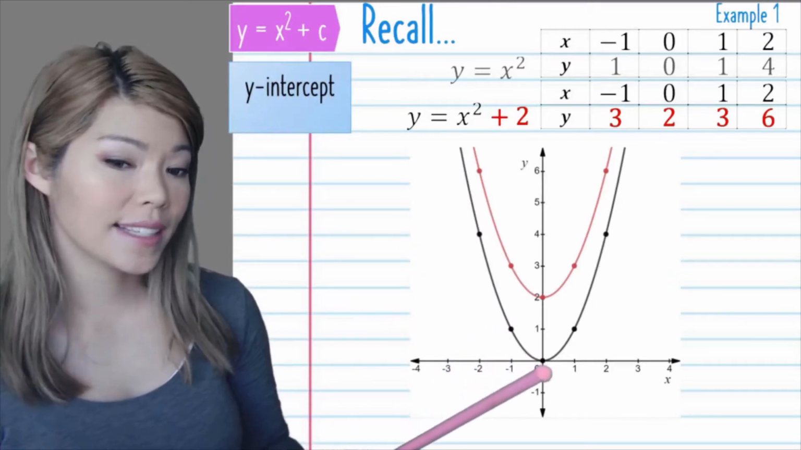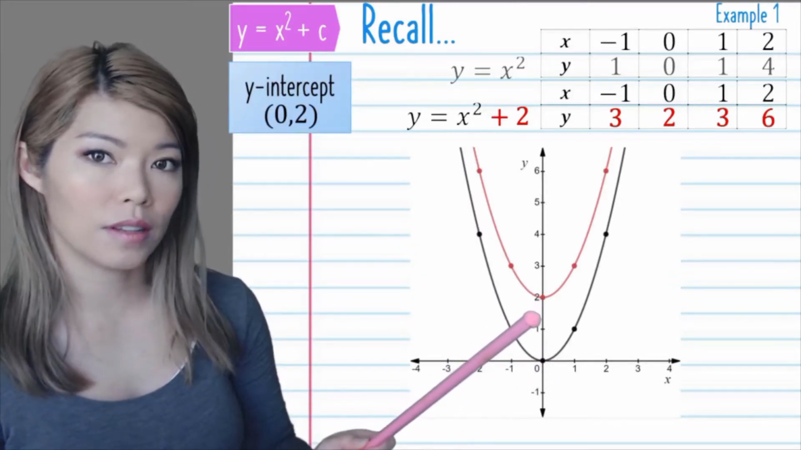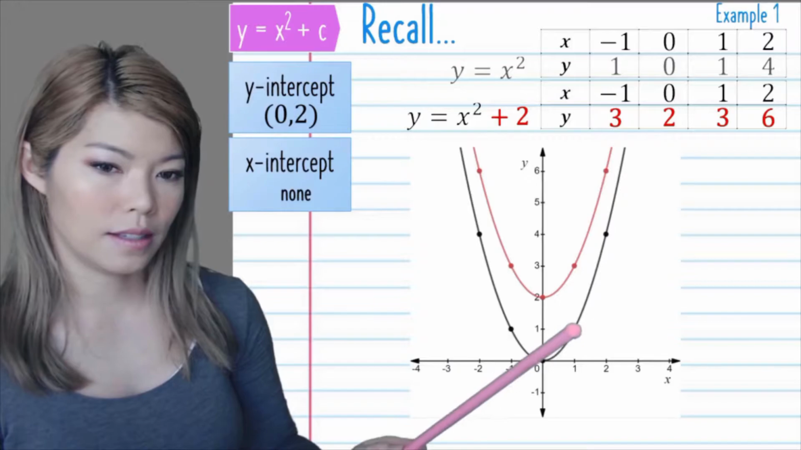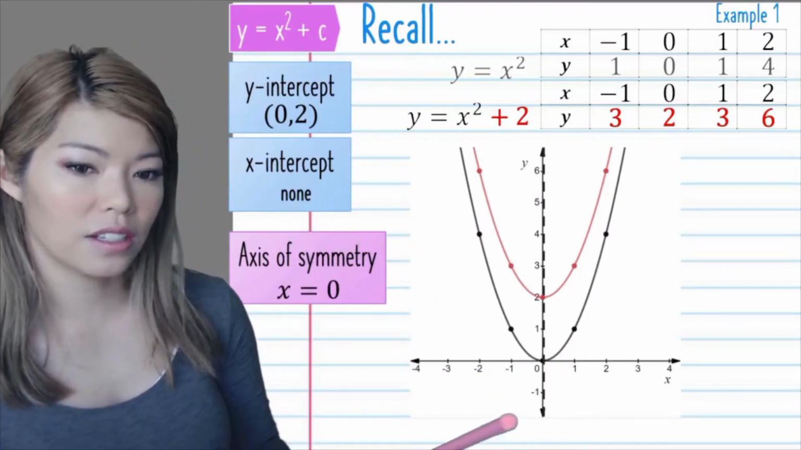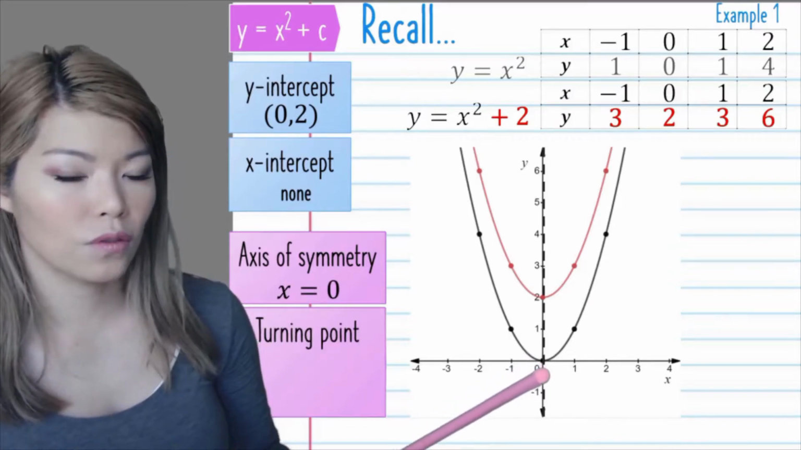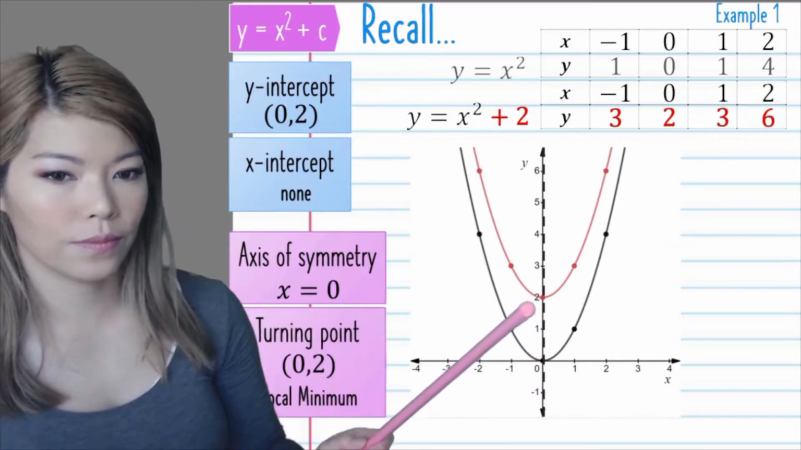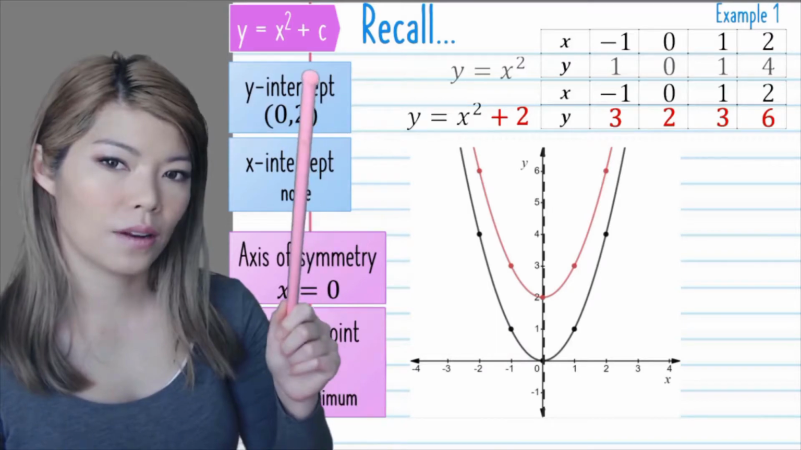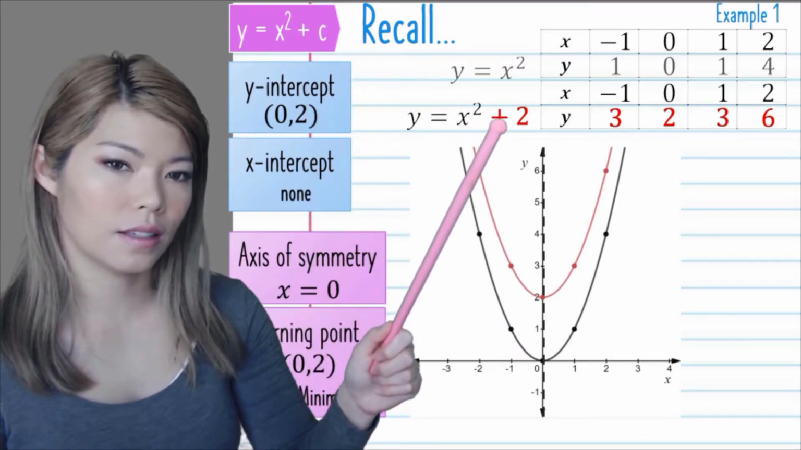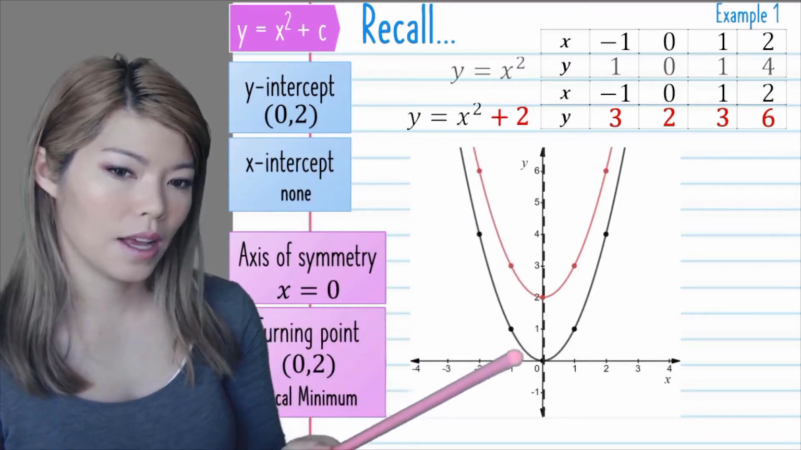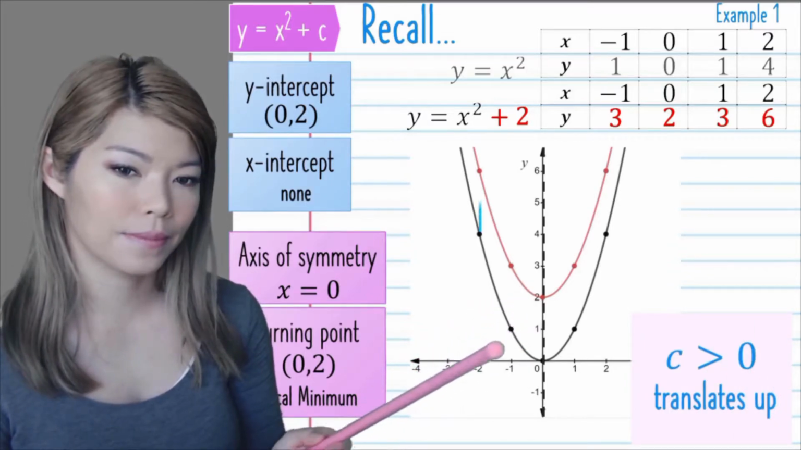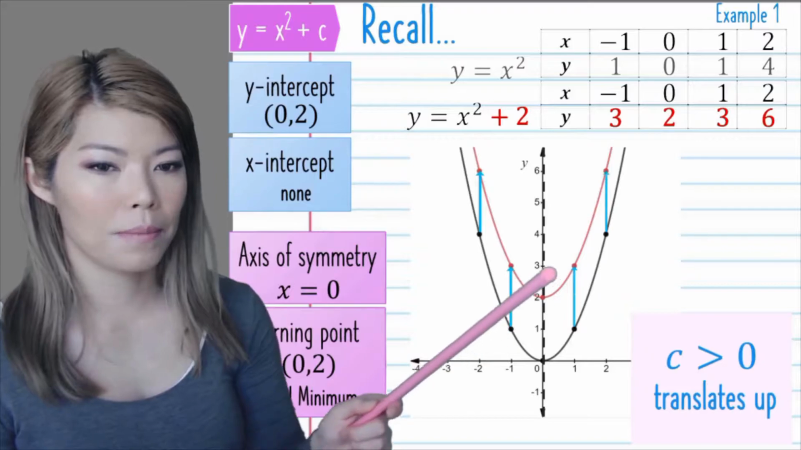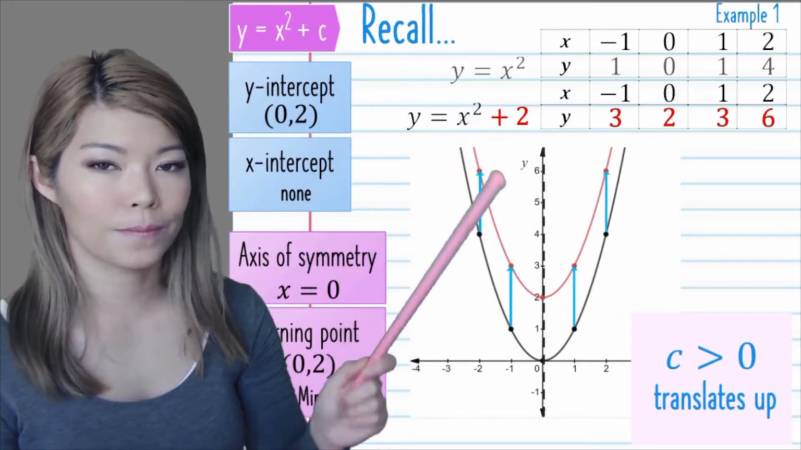So the y-intercept has been moved up by 2, so it's 0, 2 now. There's no x-intercepts anymore. The axis of symmetry has not changed, and the turning point has moved from 0, 0 to 0, 2. We can observe that when our value c is greater than 0, or a positive number, it moves the graph up, or translates up. So all the points have been moved up by that value too.